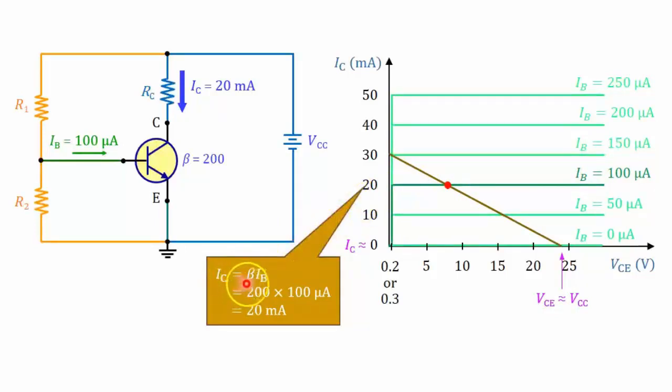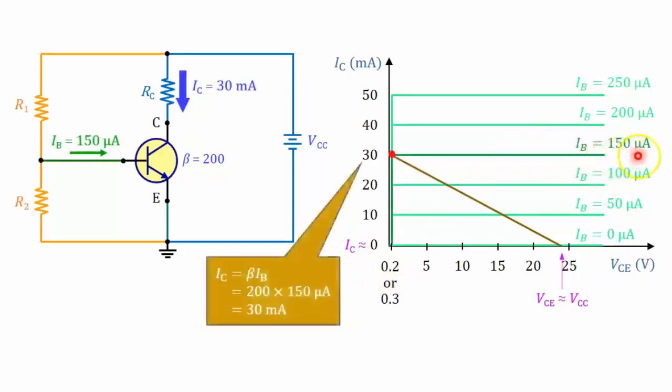IC is equal to beta times IB, where beta is the DC current gain of the transistor. It is given as 200. For the base current of 100 microamperes, IC is equal to 20 milliamperes. And if the base current is increased to 150 microamperes, the collector current will increase proportionally to 30 milliamperes, which can be calculated by the same formula.